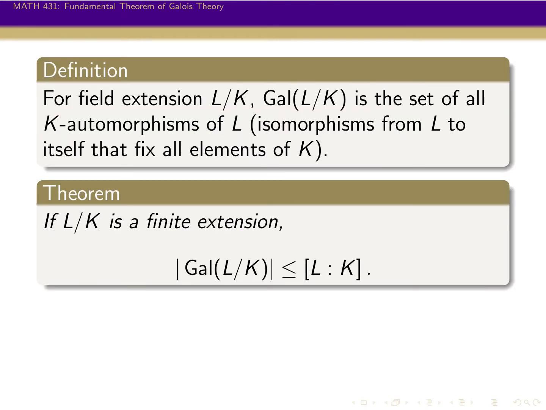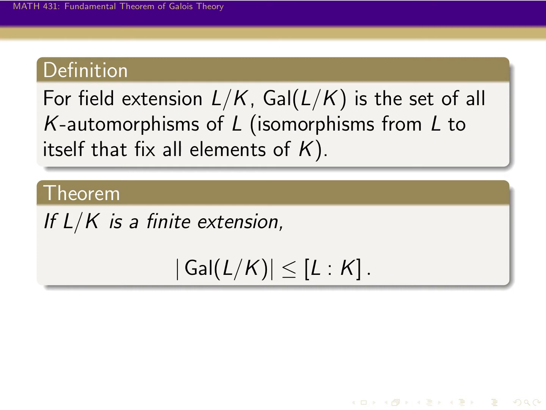Before we go into the statement of the fundamental theorem, let's go back through and review some of the important definitions and results that we've gone over this term. So first, just recall the definition of a Galois group. For a field extension L over K, the Galois group of L over K is the set of all K automorphisms of L. So these are all the isomorphisms from L to itself that fix all of the elements of the base field K.